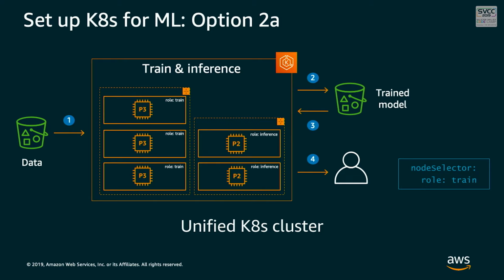And this pattern is what we call a unified Kubernetes cluster. So this is one Kubernetes cluster with two separate node groups. And each node group, as you realize, is also identified by an auto-scaling group. And that auto-scaling group really allows you to shrink and scale the cluster accordingly.